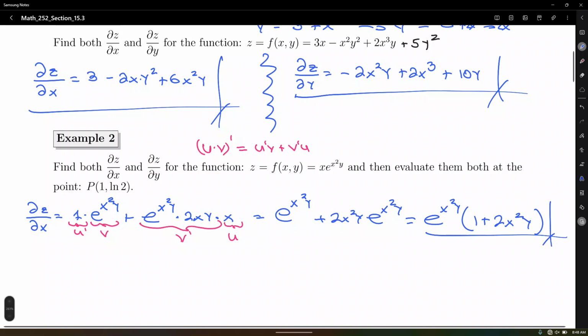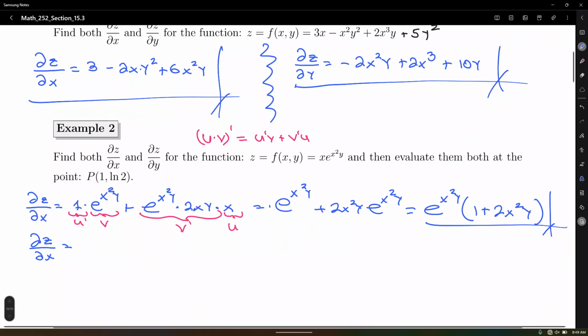Why is it 2x squared y? Shouldn't it be 2xy? Which one? This guy? Yeah. Yeah, but this x times x, it's x squared. And here there's only a 1. So the only common factor is that exponential factor. Good, it's fine. All right, so let's get the other partial and then we compute the values. So partial of z with respect to x, that equals to, okay, oh wait, no, with respect to y.